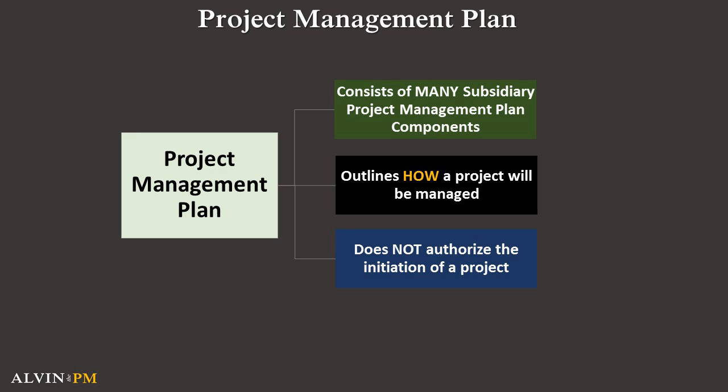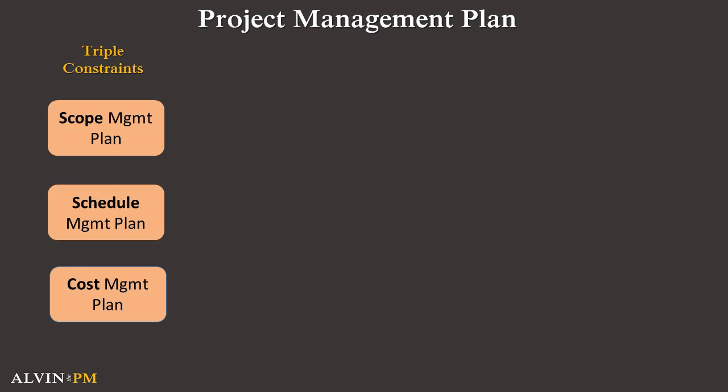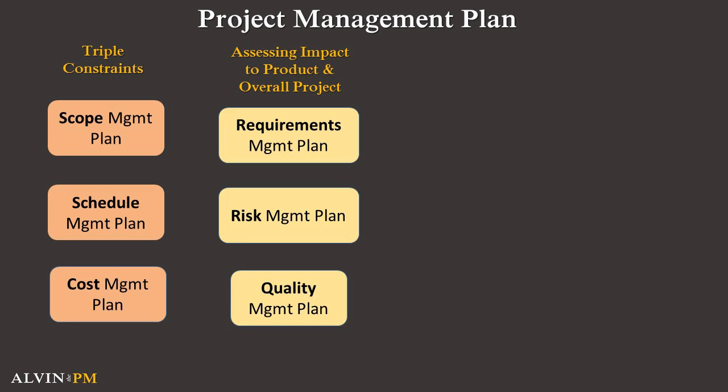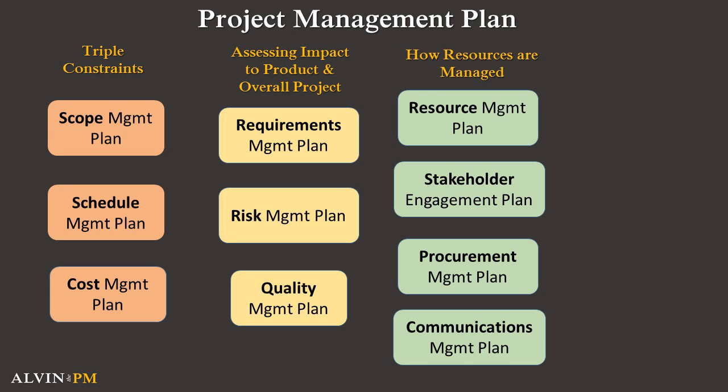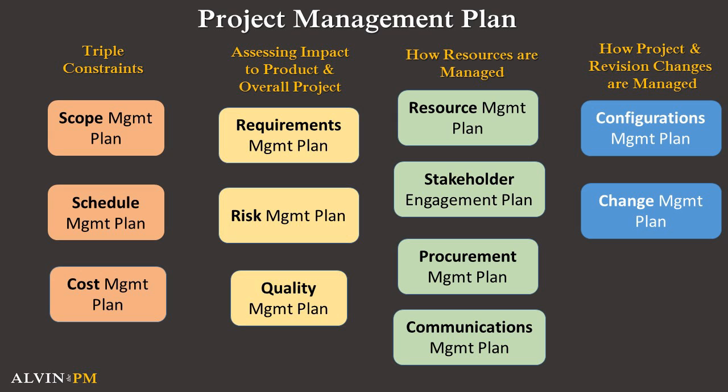The project management plan includes the following management plans which address the triple constraints of scope, schedule, and cost, address the impact of the final product and overall project regarding the requirements, risks, and final quality, manages the resources with regards to stakeholder engagement, procurement of resources, and communication with all stakeholders, and lastly, how project changes and document revisions are captured and approved throughout the entire lifecycle of the project.